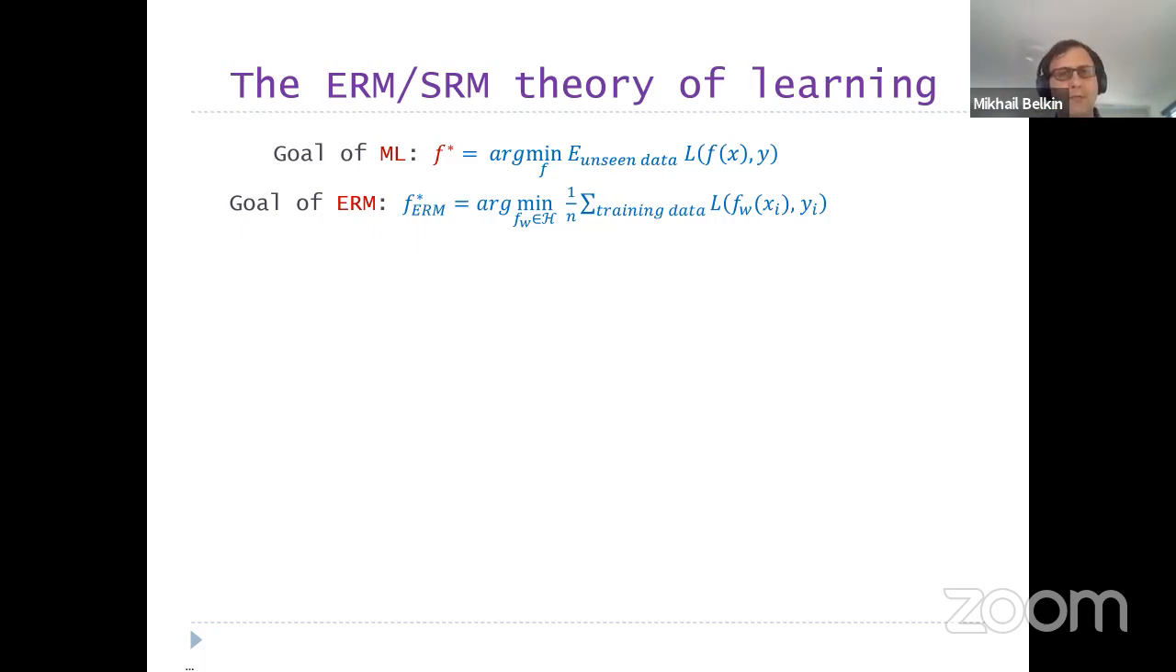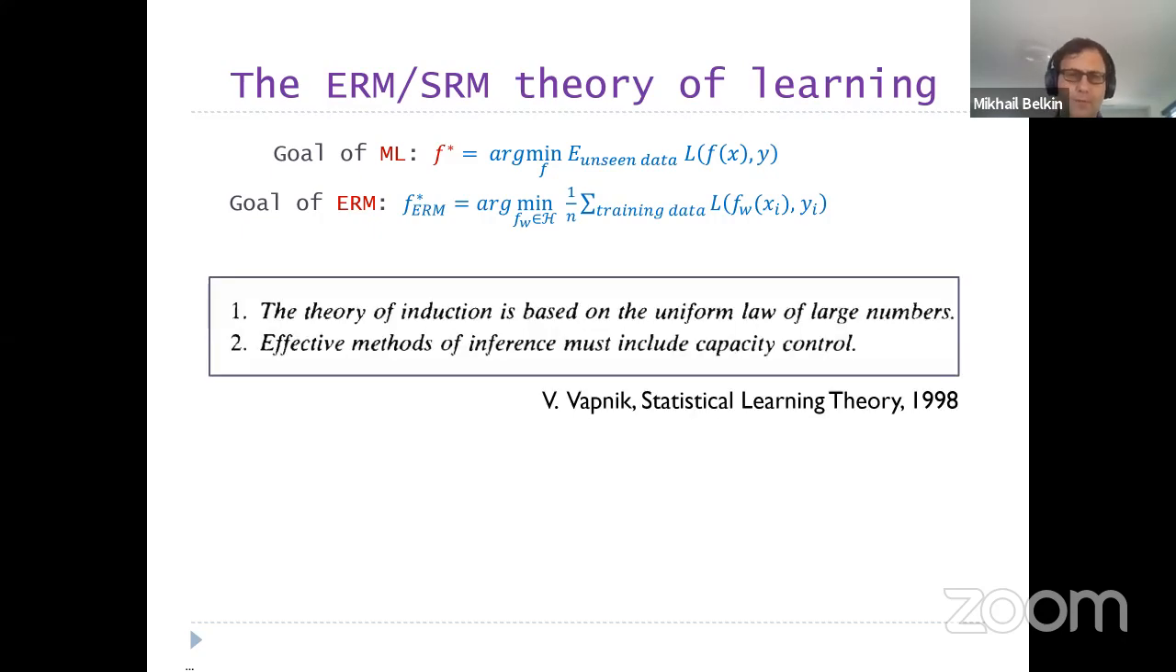So you can see that the goal of machine learning and the goal of empirical risk minimization are very similar, but not quite the same. Importantly, there are important differences. Now, let me very briefly describe the classical view. I would like to describe the classical view of this, and then show why this classical view is in some sense unsatisfactory. Then I will point to new ideas which will help to explain what we observe. The classical view, a lot of it due to Vapnik, described very nicely in his book Statistical Learning Theory, is that the theory of induction, as he calls it, is based on the uniform law of large numbers.